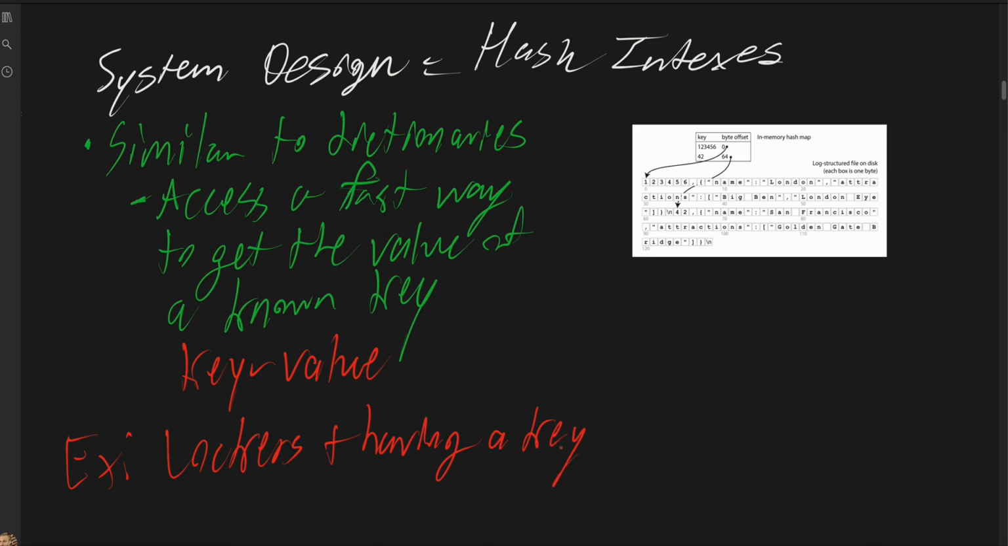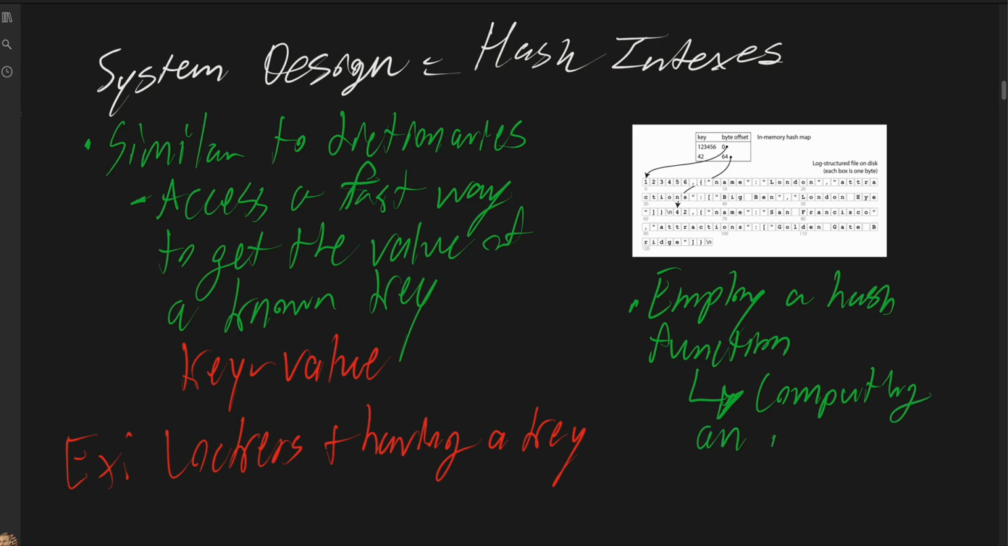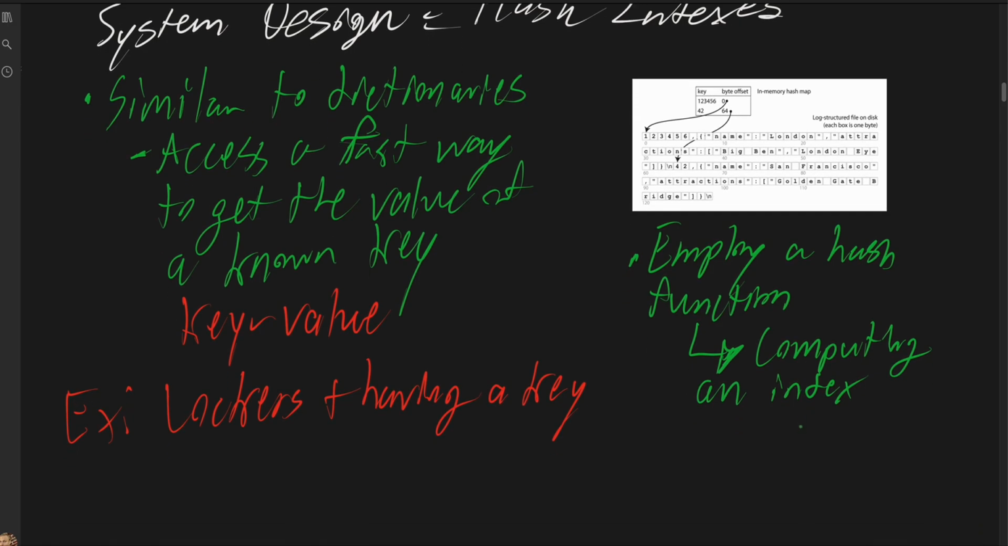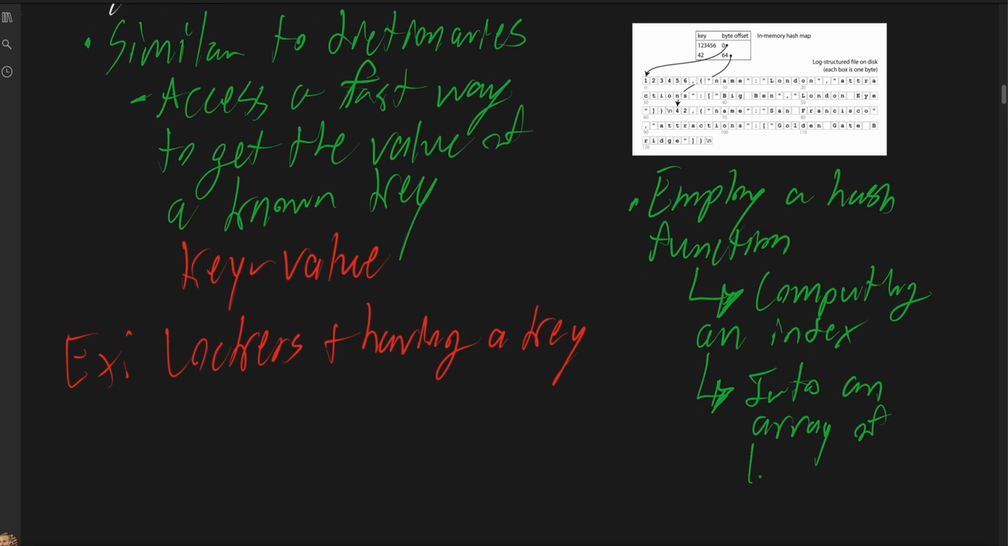Hash indexes work by employing a hash function that takes the key and computes an index into an array of buckets or slots. So they employ a hash function, computing an index into an array of buckets/slots.